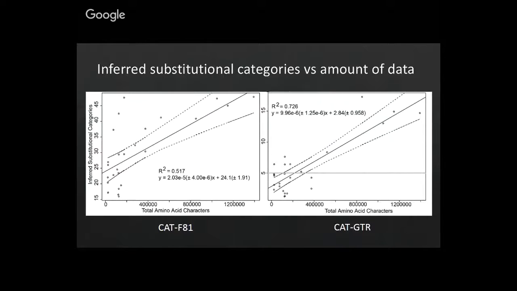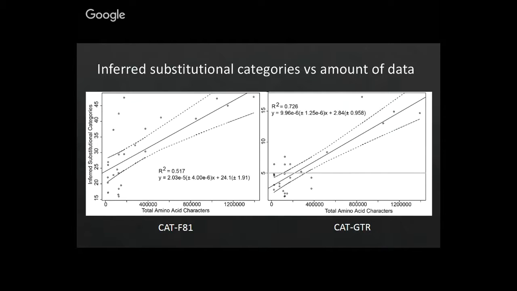And so what might be going on there is that these models are generally overestimating the amount of heterogeneity in the data set. So we decided to plot how many amino acid characters were in a data set and how many substitutional categories were inferred. This is an average across the posterior distribution of the number of categories. It generally overestimated, but maybe more troubling was that there was a highly significant, and in the case of CAT-GTR, rather good fit, showing that the number of categories simply increased with the total amount of amino acid characters.